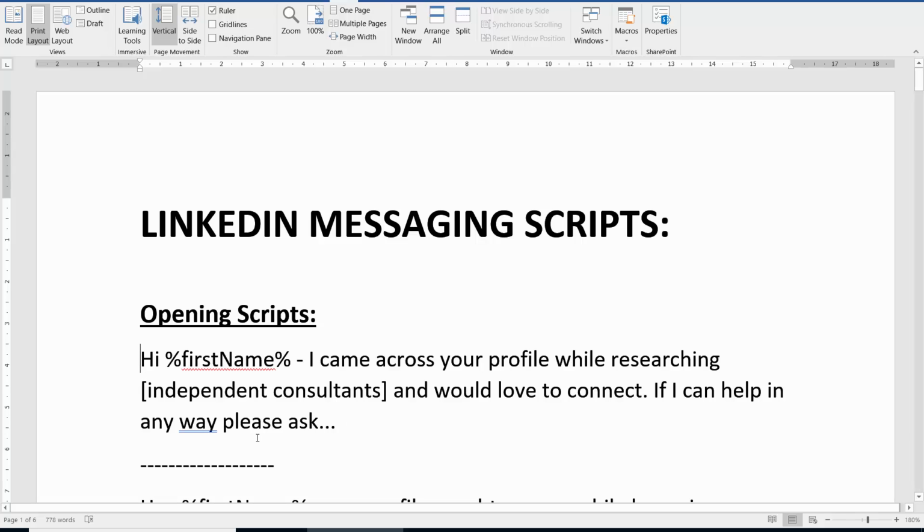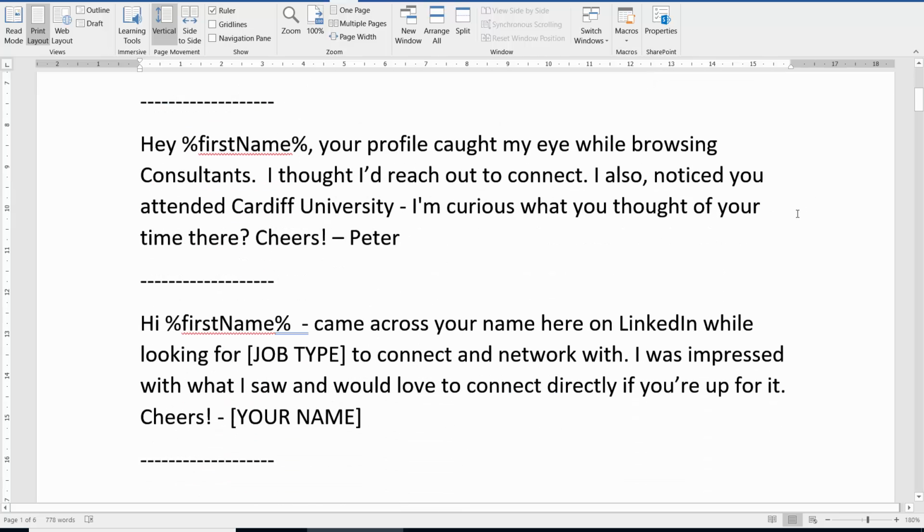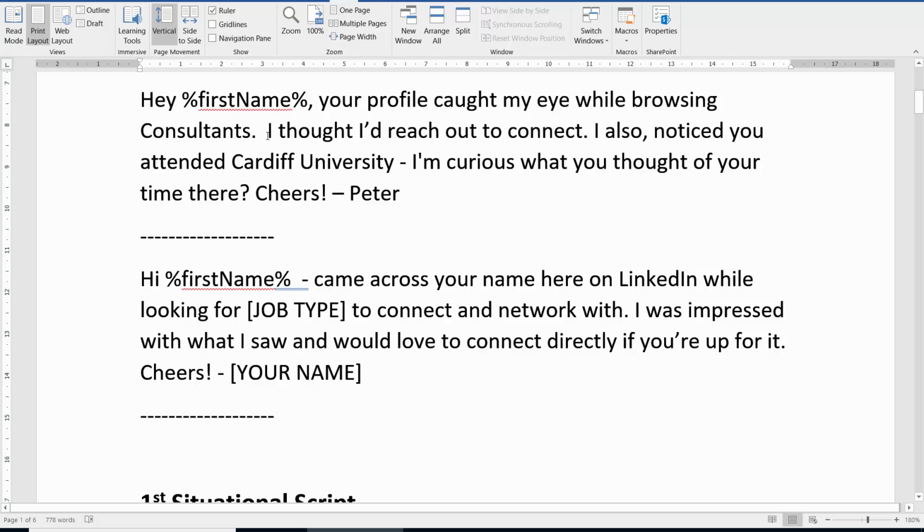That one there will get you at least 40% acceptance on your connection. And look, if I can help in any way, please ask. It's an open invitation. It's an invite for them to reply to you. Doesn't matter for us if they don't, because we have a second step. So this is step one, your opener script. There's a couple of variations for that. So here is one that I've got.